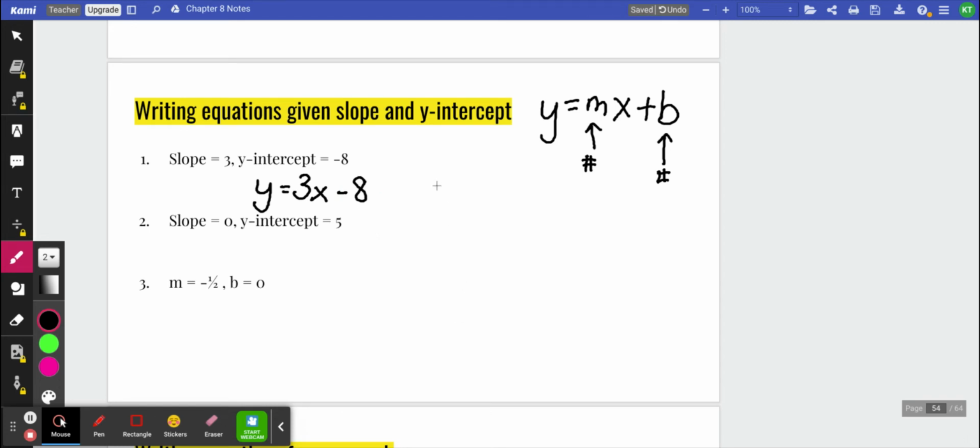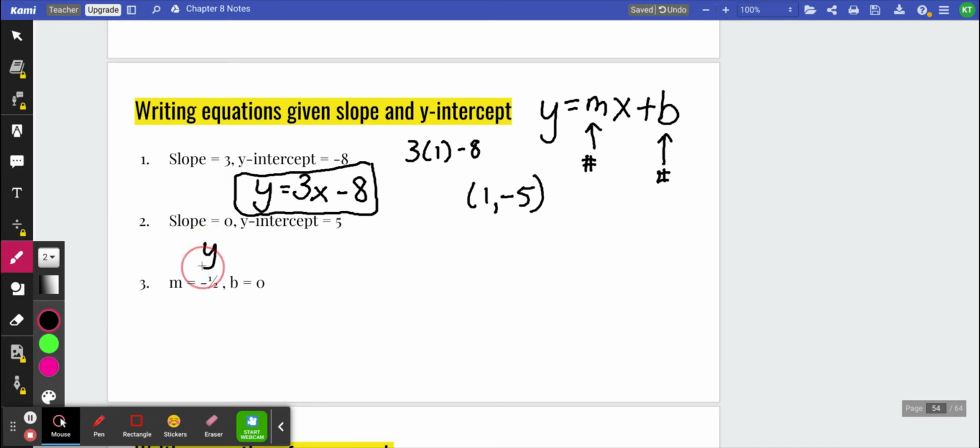Now if I wanted to find another point on the line, I could plug a value in for x. For example, if I plug a 1 in for x, so when x is 1, 3 times 1 is 3 minus 8 is -5. So there's a point that's on the line. Today we're just writing the equation, but we can use this equation to find other points. We looked at graphing these in section 8.6, so we can also graph once we're given this equation. But for today we're just writing the equation.